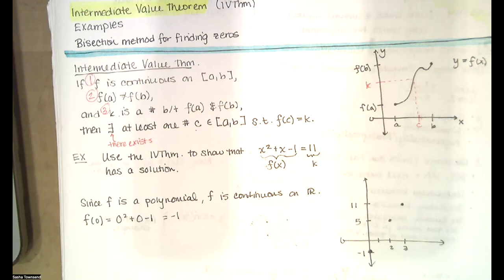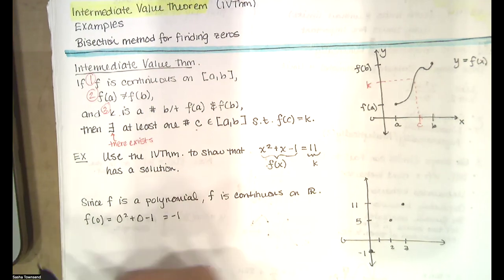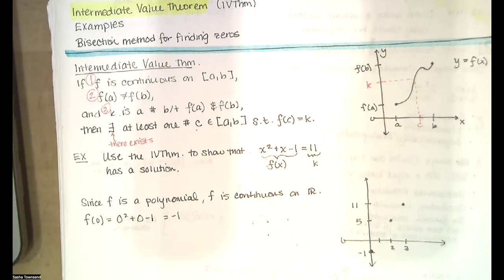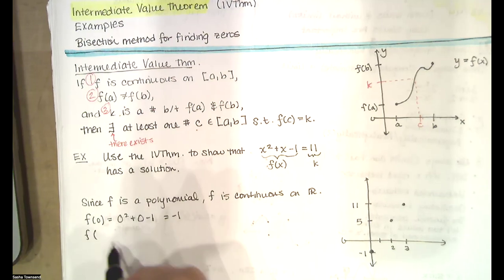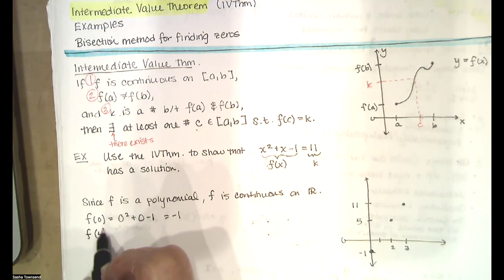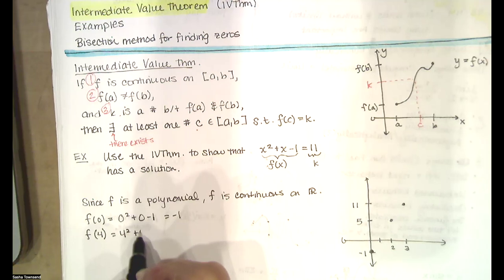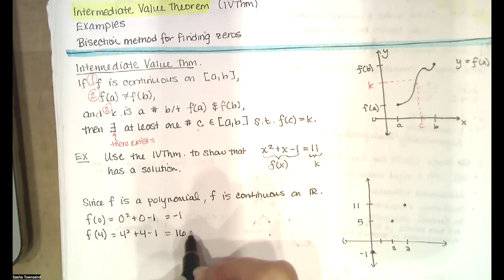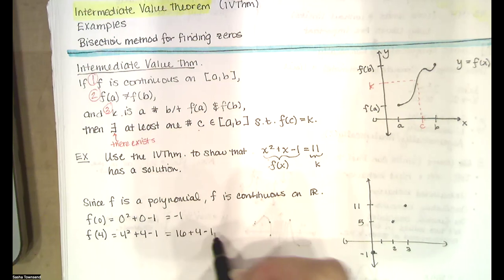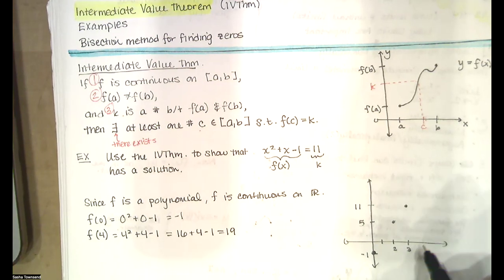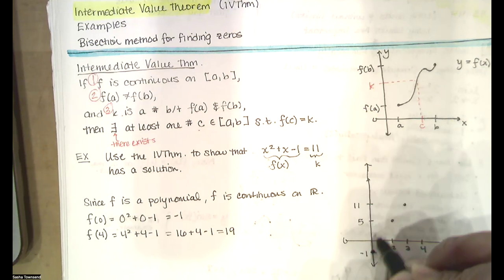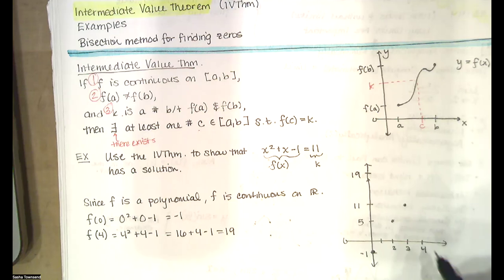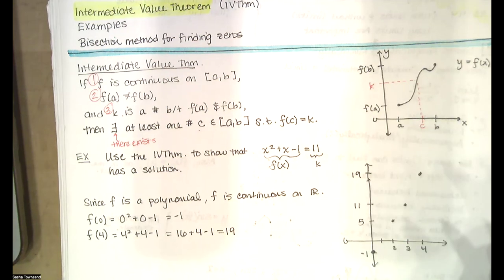Okay, so we've got that. Maybe typically we wouldn't get that lucky where we would just choose the right value of x. Let's look at f of 4. So 4 squared plus 4 minus 1. That's 16 plus 4 minus 1. That's 20 minus 1, which is 19. So when x equals 4, y equals 19. And this is, of course, not to scale. And so my graph roughly looks like this.